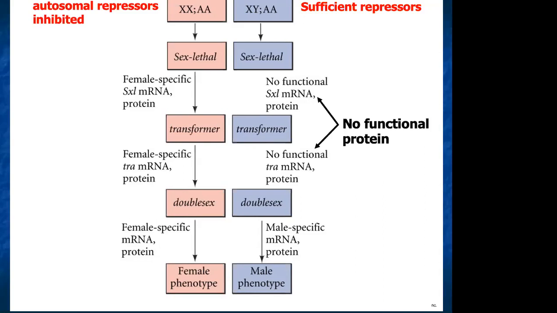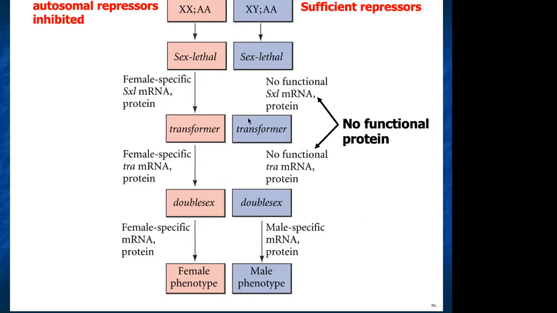The next gene that gets turned on is transformer. It's expressed in both males and females. If you have sex-lethal present, the transformer messenger RNA is going to be processed in such a way as to produce a female-specific protein. In the absence of sex-lethal, you have the default state of transformer, which is a non-functional protein.